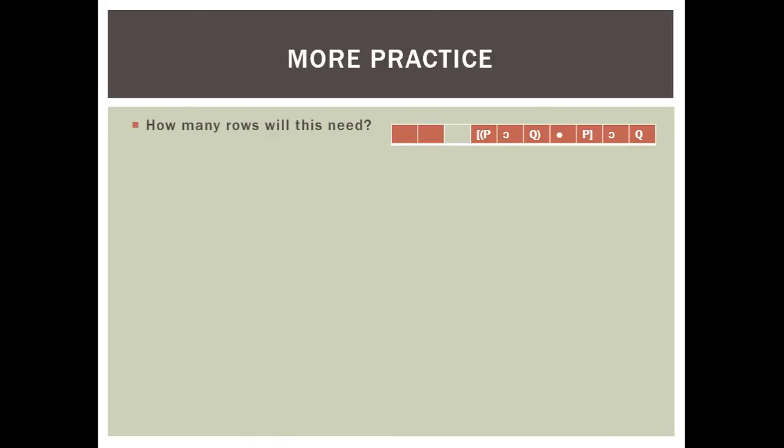Okay, so you have open bracket, parenthesis, P horseshoe Q, close parenthesis, dot, P, close bracket, horseshoe Q. How many rows will you need? This has 2 different letters, so it's going to get 4 rows, because the first letter counts for 2 and the second letter doubles the number before it. Remember, they have to be different letters. Here, P happens twice and Q happens twice, so you only have 2 different letters. All right, let's set up those rows.